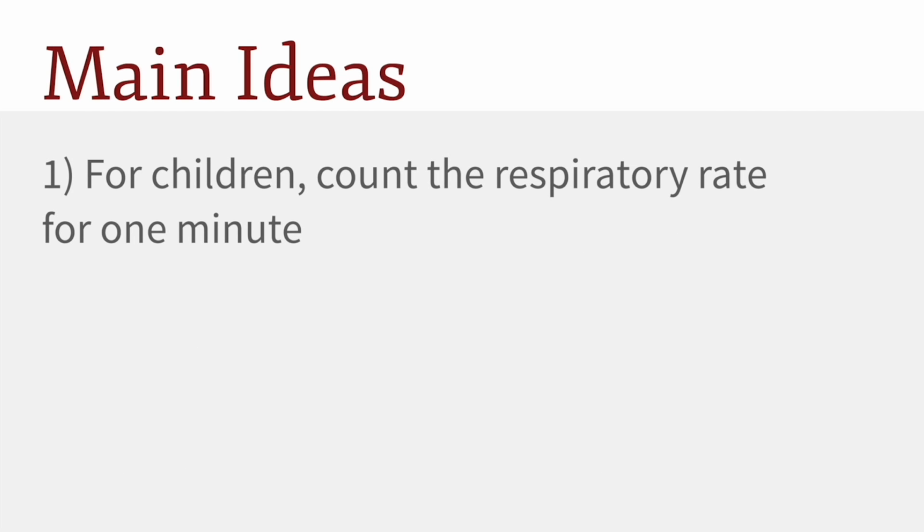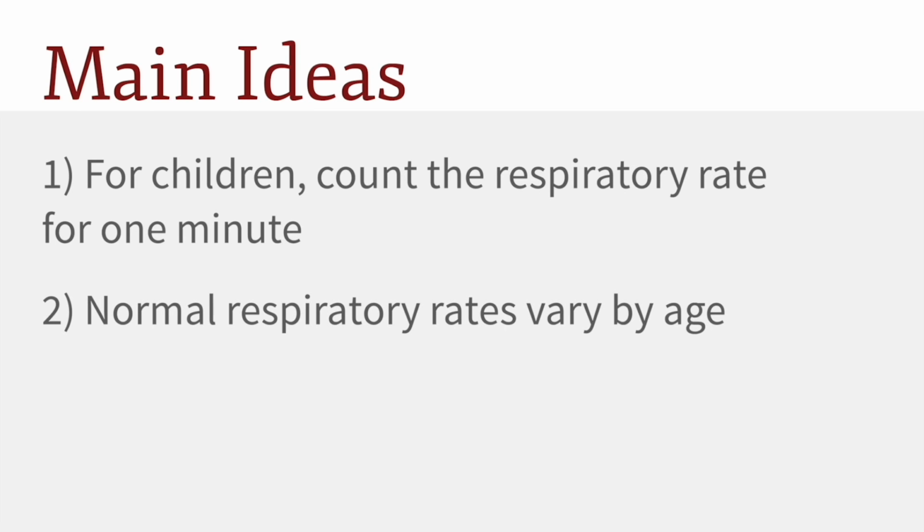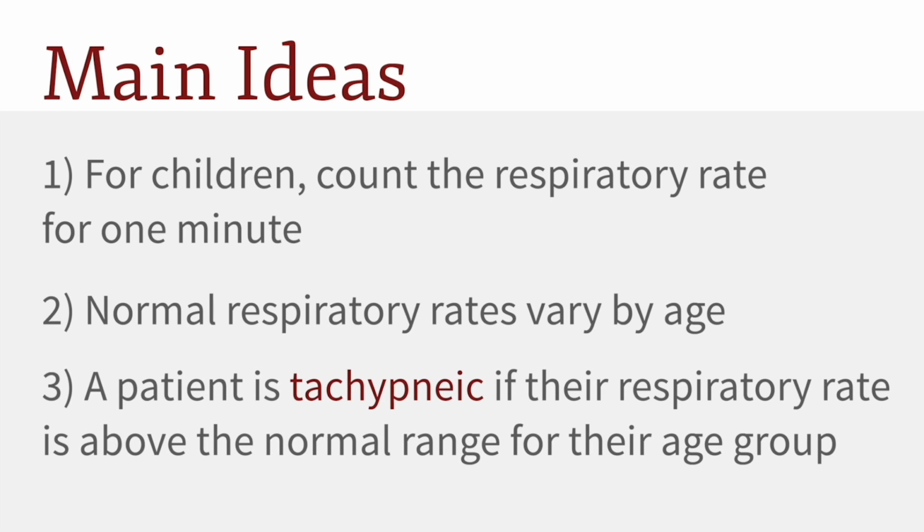So here are the main takeaways. For children, be sure to count the respiratory rate for 1 minute. Normal respiratory rates vary by age. And finally, a patient is tachypneic if their respiratory rate is above the normal range for their age group.